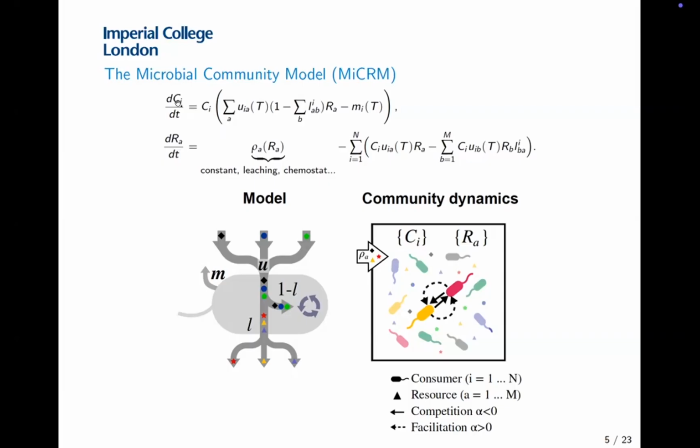And this resource input is a function where, depending on what kind of system or environment you are trying to study, it can be constant or fluctuating. It's just adding a term here as the input.